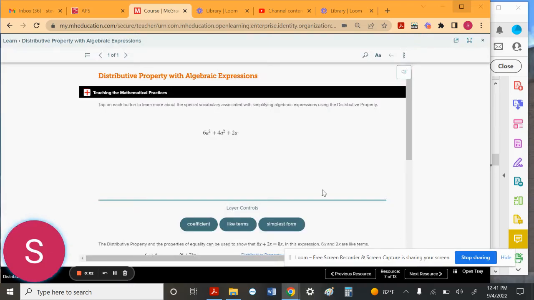Okay, now we're going to be looking at distributive property with algebraic expressions, which really just means with variables. So we're going to look at those. Now in this case, which ones are the coefficients? That would be 6, 4, and 2. So we can see that.